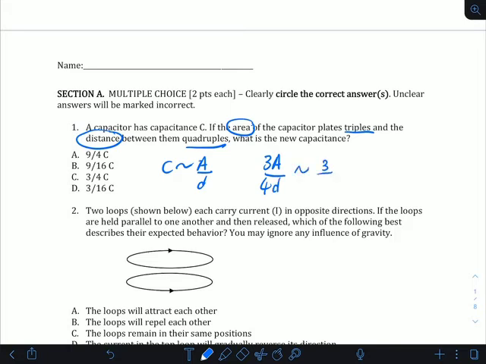So the new capacitance that we get is 3/4 of C. So the answer is C.